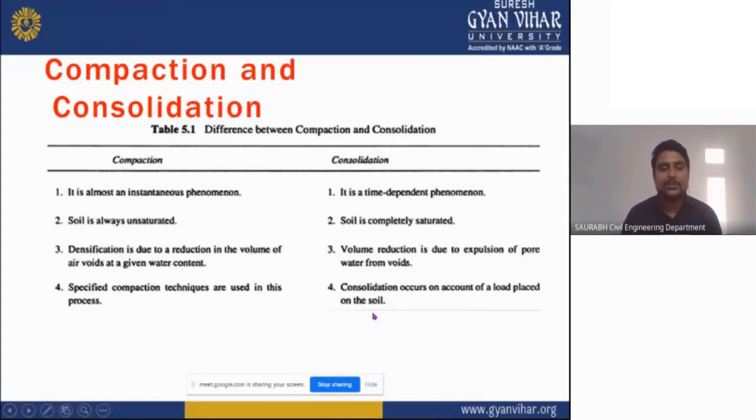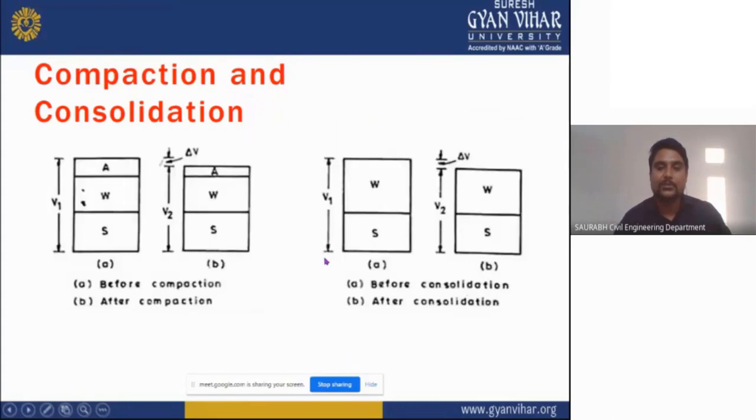And in many exams, this type of question has been asked: what are the differences between consolidation and compaction? And these are the main points by which you can do the comparison, or you can differentiate between compaction and consolidation. That's why you need to remember these differences between compaction and consolidation.